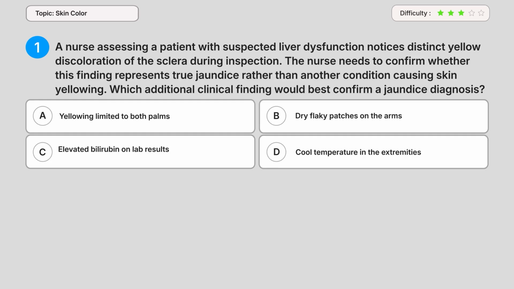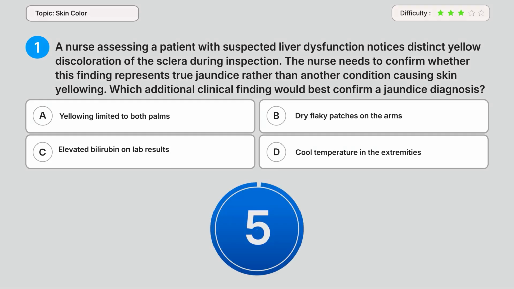A. Yellowing limited to both palms. B. Dry flaky patches on the arms. C. Elevated bilirubin on lab results. D. Cool temperature in the extremities. Do you know the answer?